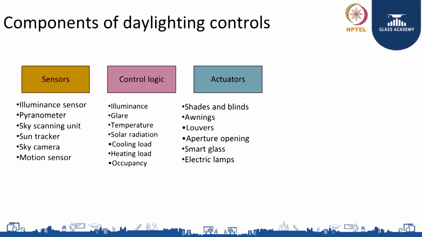So the control logic can be based on various other factors such as the cooling load, heating load, occupancy, and the solar radiation that is falling onto the window.